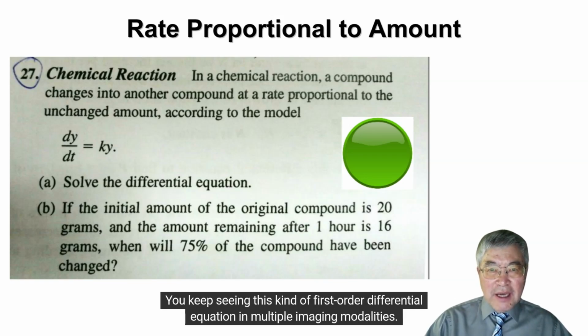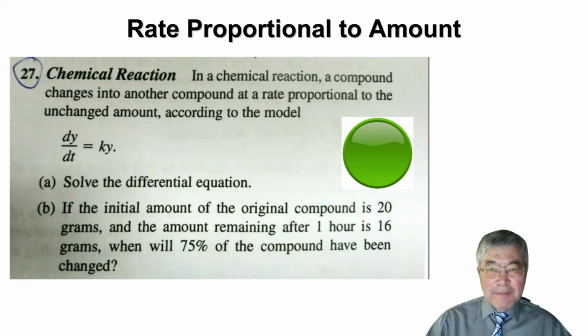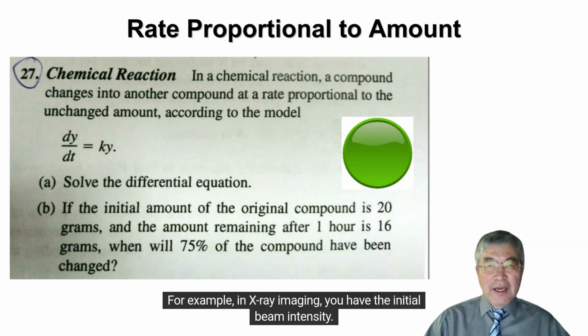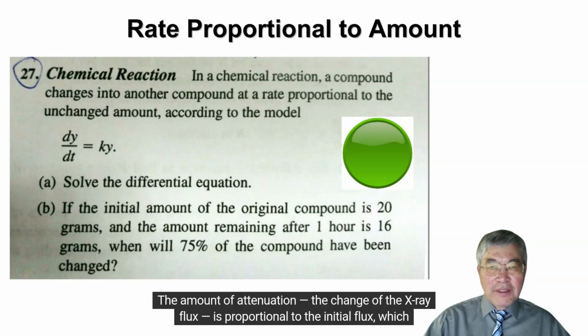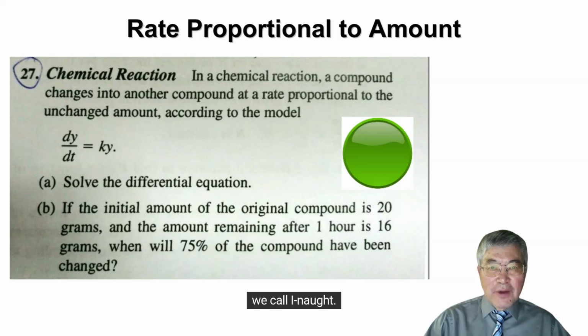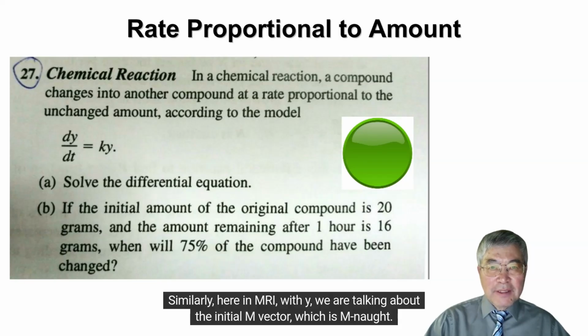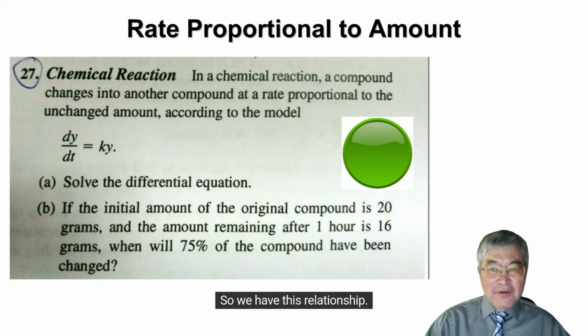You keep seeing this kind of first-order differential equation in multiple imaging modalities. For example, in X-ray imaging, you have the initial beam intensity. It will be attenuated. The amount of attenuation, the change of the X-ray flux, is proportional to the initial flux, which we call I0. Similarly, here in MRI with y, we are talking about the initial m vector, which is m0. So we have this relationship.